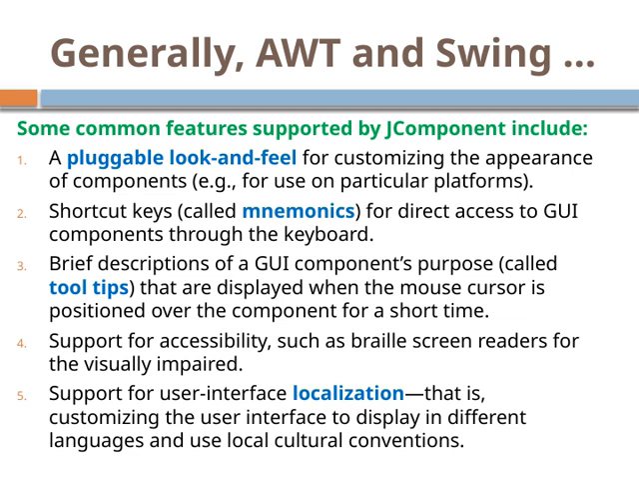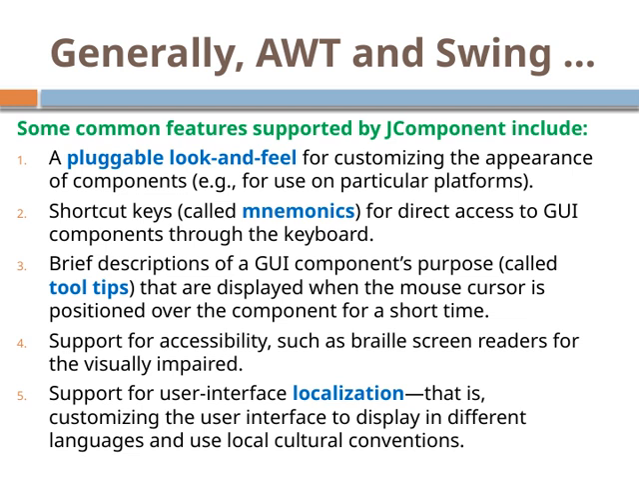Tool tips are also very useful. They provide brief descriptions of what a component does. When a user hovers the mouse over a component for a moment, the tool tip appears, offering helpful guidance without cluttering the interface. Support for accessibility is crucial too. For example, Braille screen readers allow visually impaired users to interact with your application effectively, ensuring inclusivity. And finally, support for localization means you can adapt your user interface to different languages and cultural conventions. This makes your application more versatile and ready for a global audience.